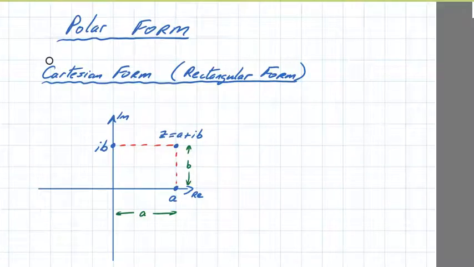In this lesson, I will be talking about the polar form of a complex number. And before we explain what that is, we need to go back and look at the way we represent complex numbers at the moment. And we represent them in what's called Cartesian form or rectangular form.